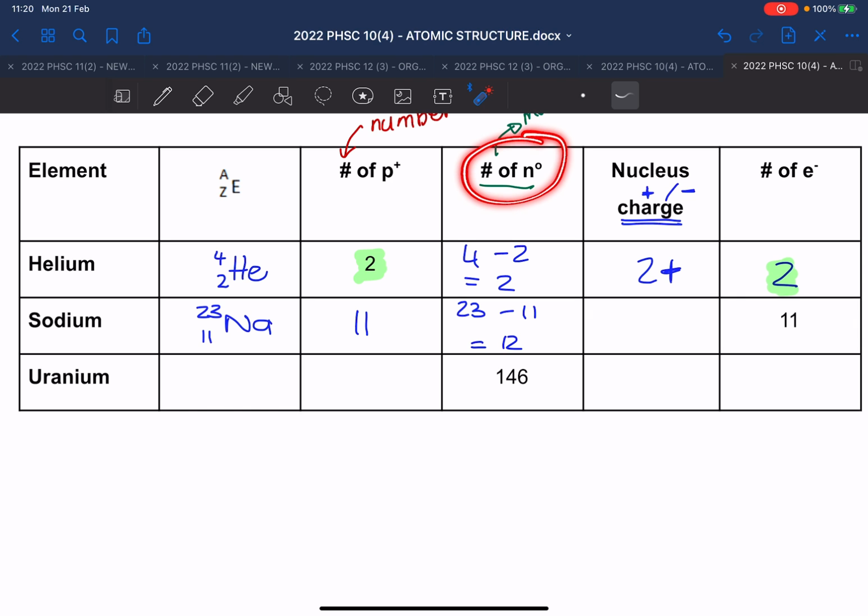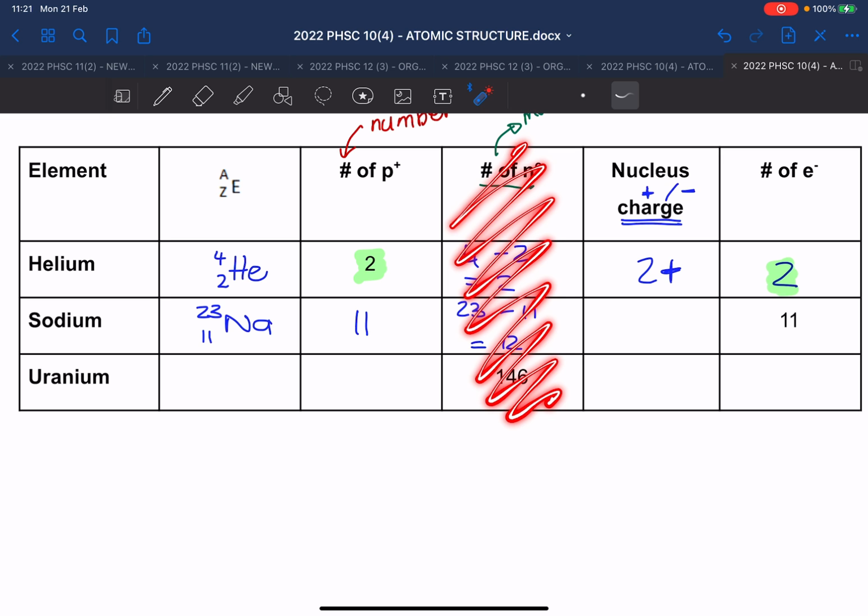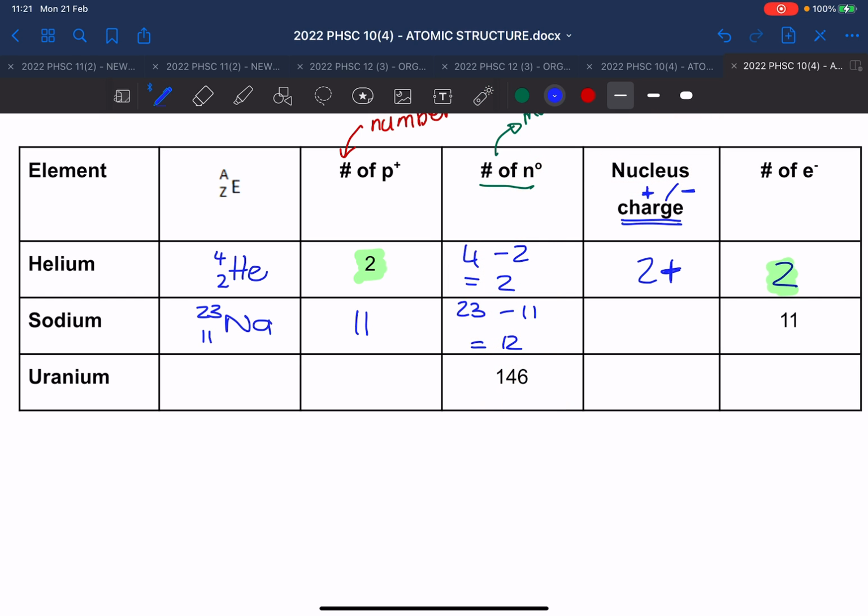The neutrons, that's 12. Does it have any charge? No. So the neutrons do not determine the charge. In the nucleus, what do we find? We find the neutrons and we find the protons. So what will the charge be? Alright, and then it has 11 electrons because it's the same as the number of protons.